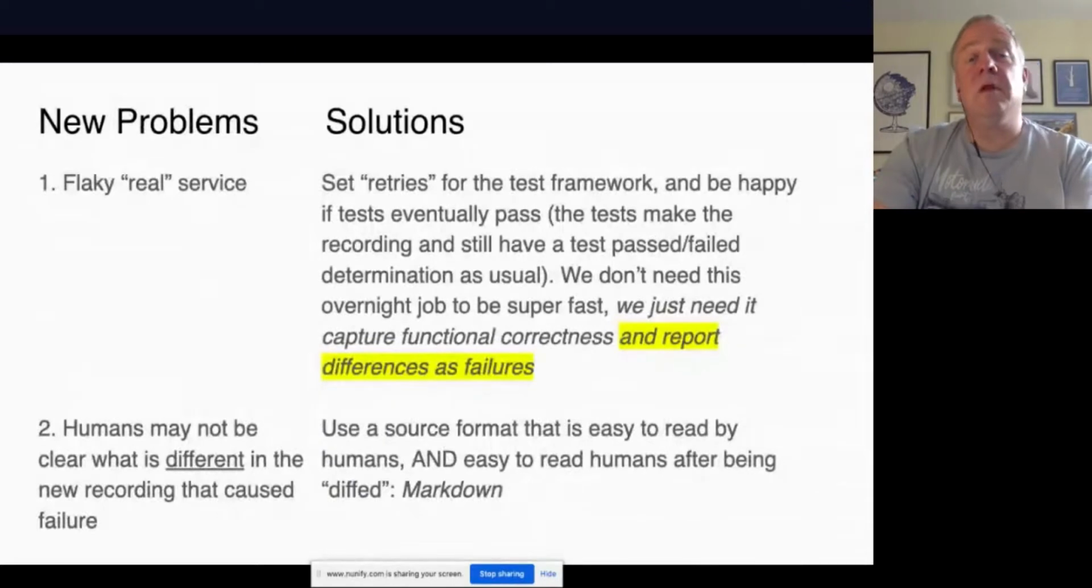Anyway, so we have new problems again as we solve each of these things for this idea of using service virtualization to make stuff real.